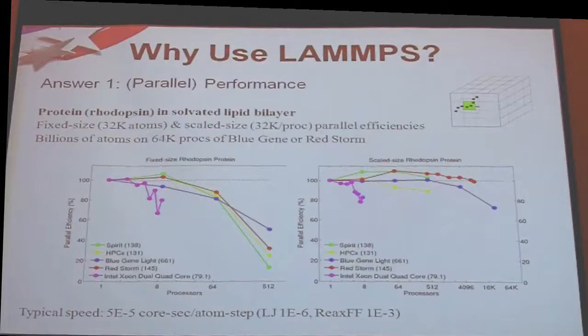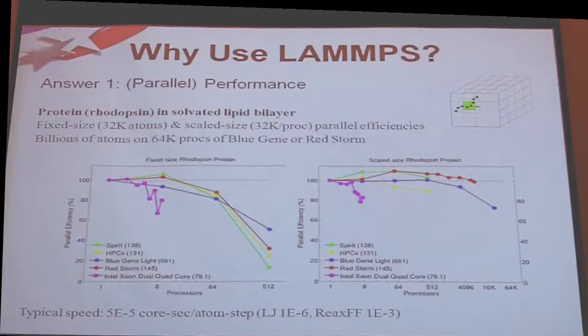So why use LAMMPS? Let me answer this in a few questions. First of all, parallel performance. I think that this is the area that is perhaps most pertinent to this workshop. LAMMPS performs very well in parallel. It's been designed from the ground up to be an MPI parallel code. And we try to extend that and add additional parallelism that I'll talk about a little later.